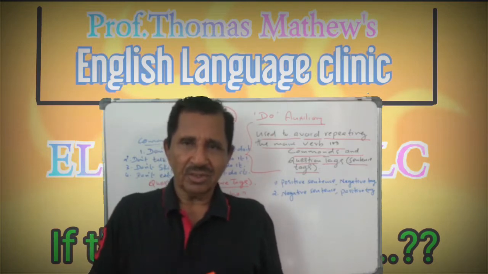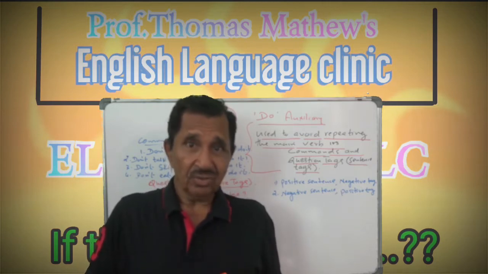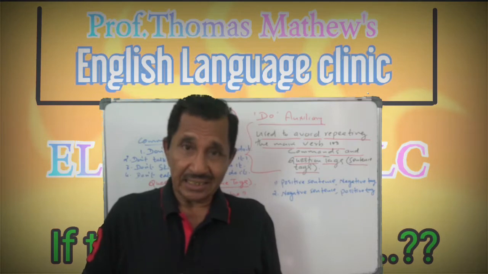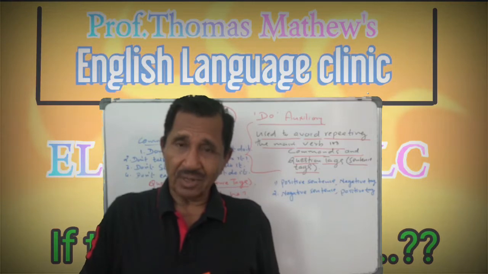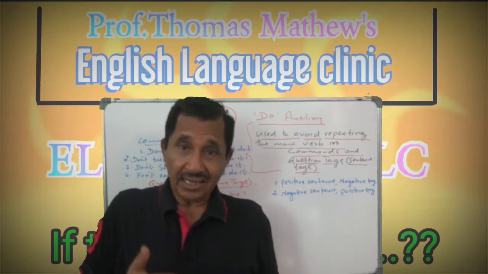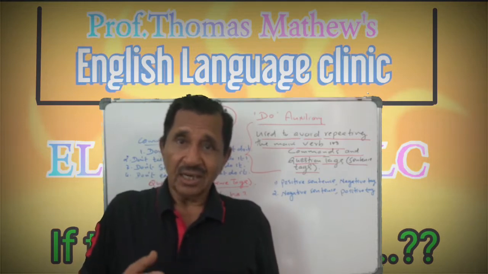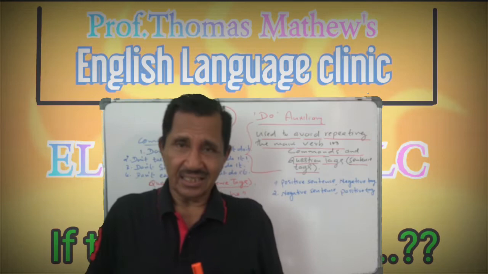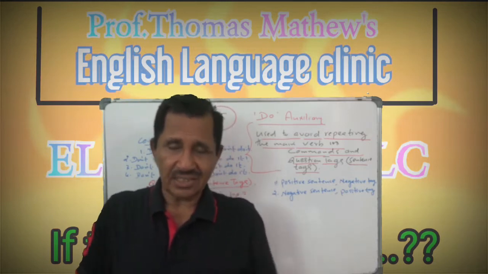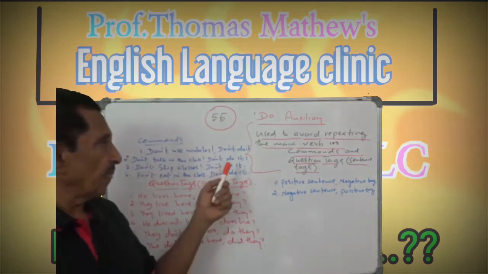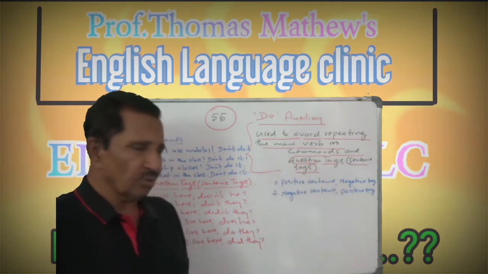He likes mangoes, doesn't he? They like mangoes, don't they? They liked mangoes, didn't they? They did not like mangoes, did they? He liked mangoes, he likes mangoes, doesn't he? He doesn't like mangoes, does he? Like that. So we will see that now, alright? So just say this now. Do is used to avoid repeating the main verb in commands and question tags or sentence tags.